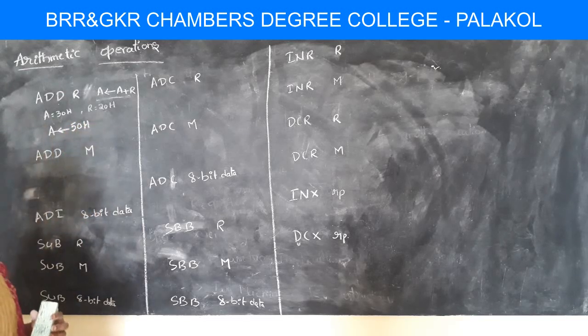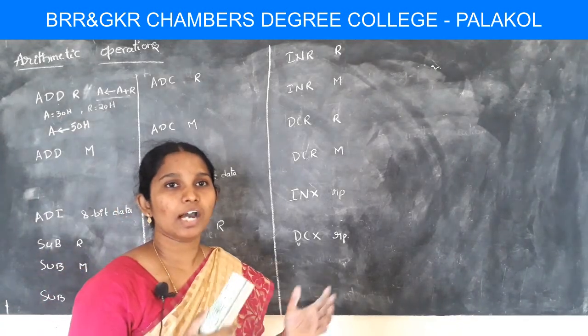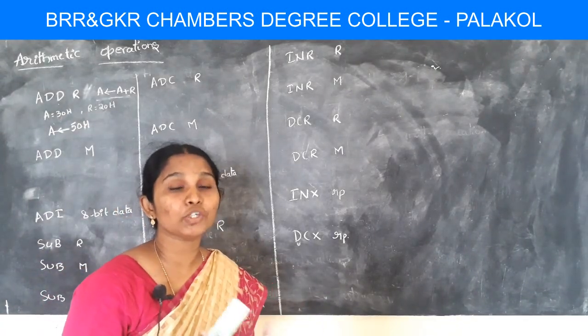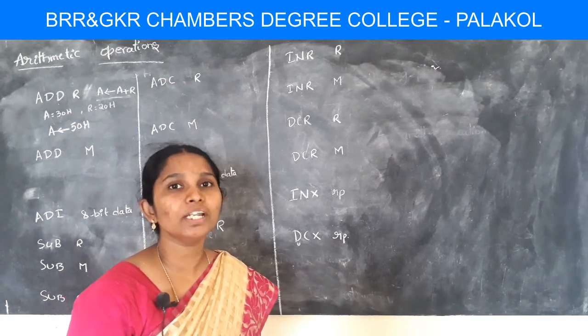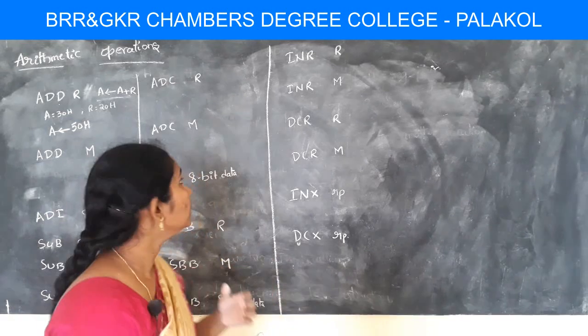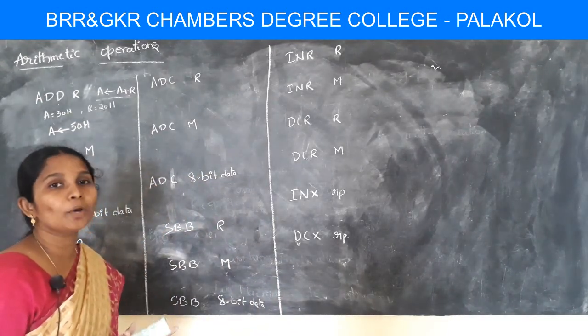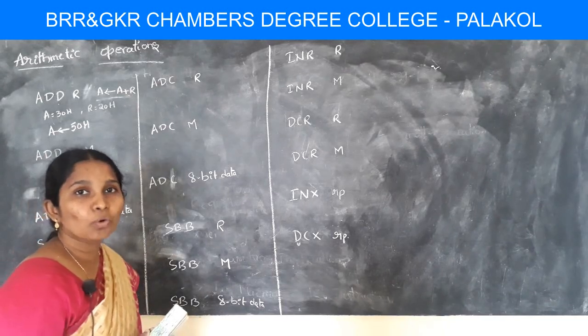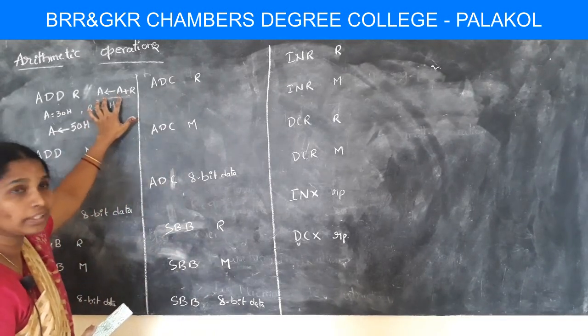At the time of the architecture explanation, I told you this word is very important: the accumulator. After performing arithmetic operations, the result is stored in the accumulator. So this is the condition.